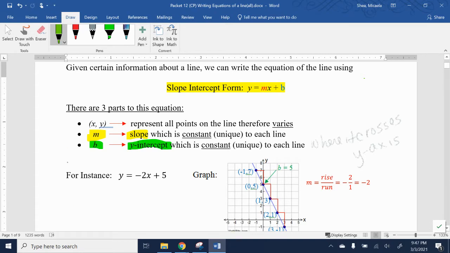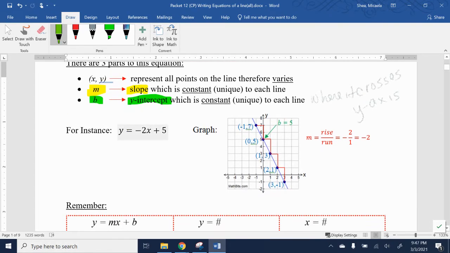So it's important to know that when we have an equation like y equals negative 2x plus 5, it can be turned into a graph because we know that the 5 is where it crosses the y-axis. That's our b. And that negative 2 really means that from that point, we can go down 2 over 1, and we'll end up back on the line every time.